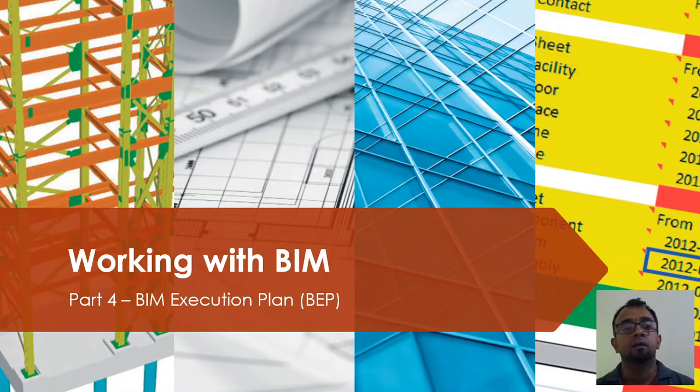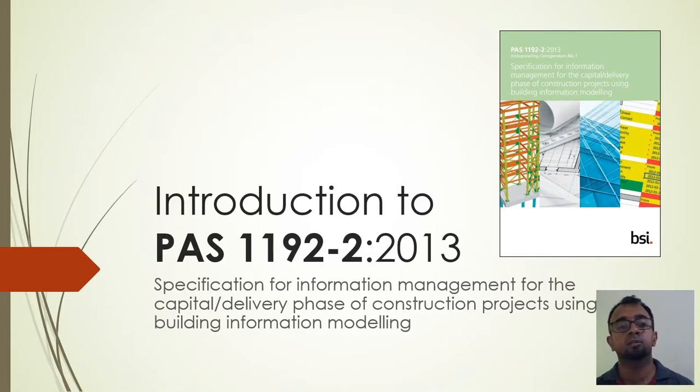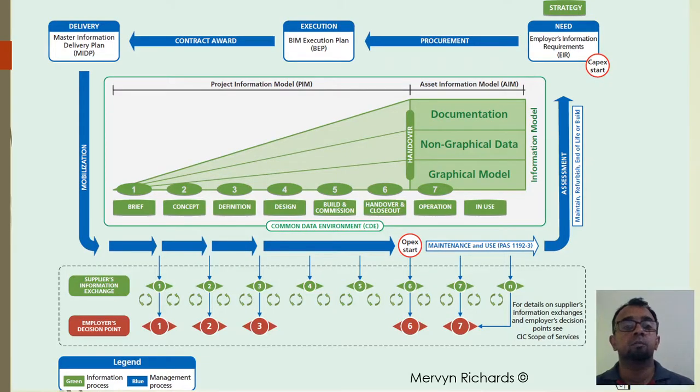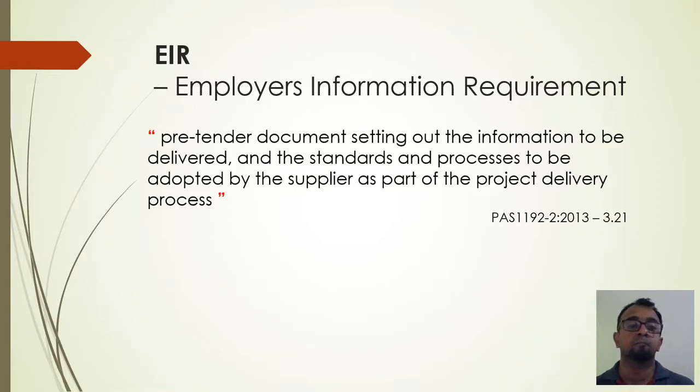Previously, I gave you an introduction to the PAS 1192-2:2013 document, which is the specification for information management for the delivery phase of construction projects using BIM. Then I explained the information management cycle in a BIM project, and then I gave you an introduction to EIR. If you have not seen these, I strongly recommend you first view those and come back to this video.